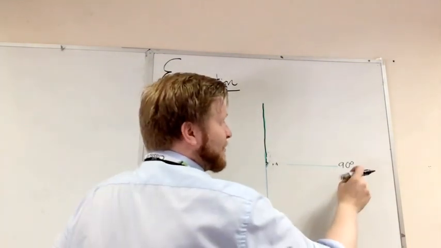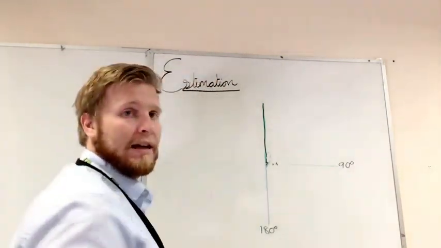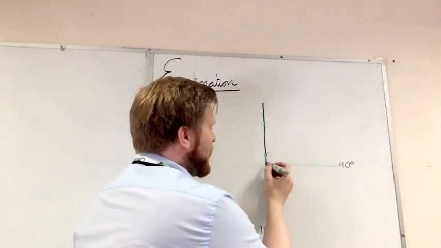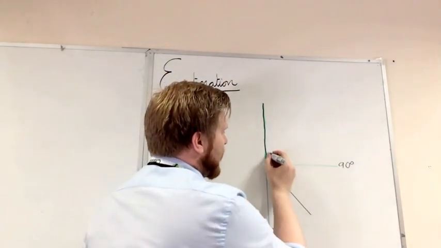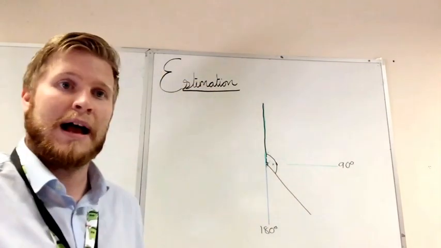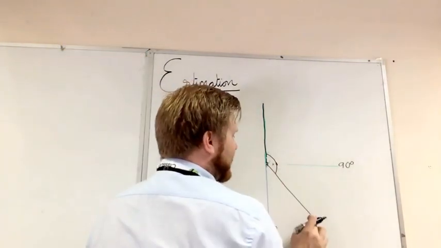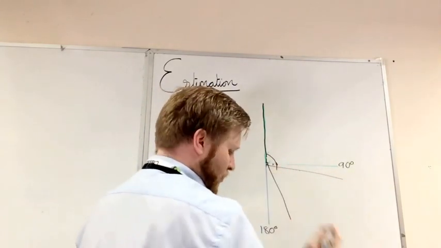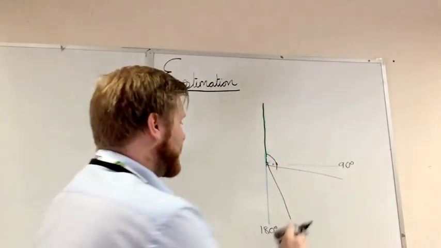We know an obtuse angle is between 90 degrees and 180 degrees. So it's between a right angle and a straight line. So we know any angle that is in here would be an obtuse angle. Okay? That is easy to see. So that one would be, that one would be, that one would be. Okay? That's easy to see.